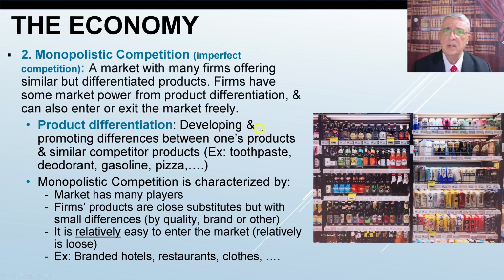Product differentiation is developing and promoting differences between one's products and similar competitor products. So for example, toothpaste. In a toothpaste, it's kind of the same thing, but we all have our favorite brands, the flavors, the colors, and all that. Deodorant, gasoline, pizza, etc. So monopolistic competition is characterized by the market having many players. Firms' products are close substitutes, but with small differences that are emphasized with quality, brand, or other. And it's relatively easy to enter the market. Yeah, that term relative is pretty loose.